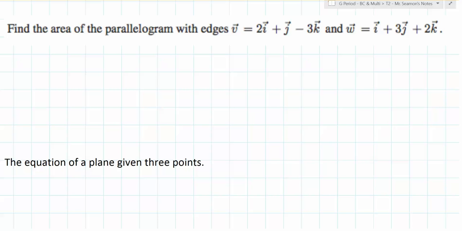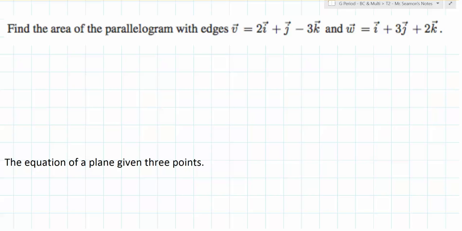Who has an answer? Check it with somebody next to you. I got three. How do you do this? What do you have to do first? Cross. And then once you get the cross product, what do you do? The magnitude of the cross product.